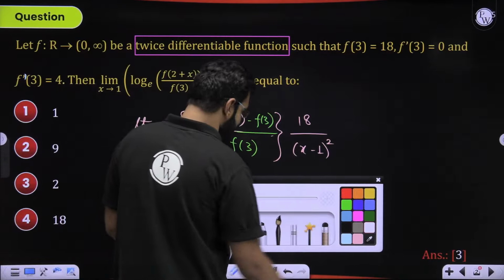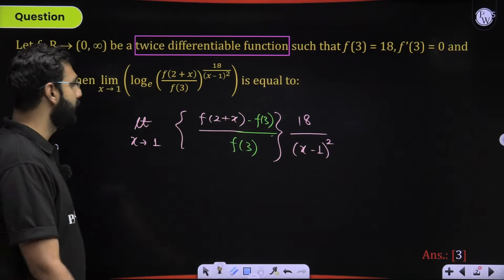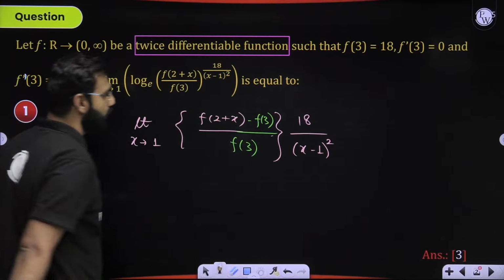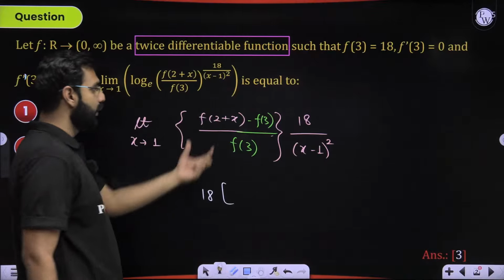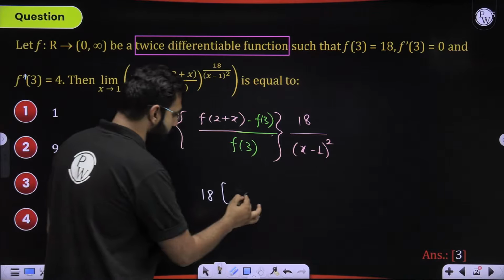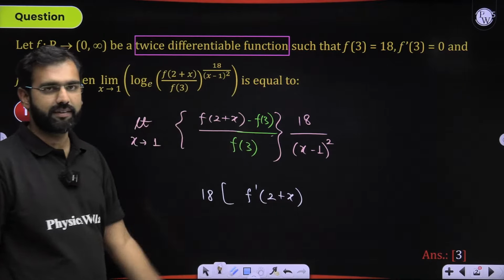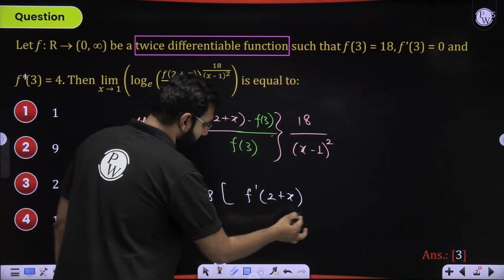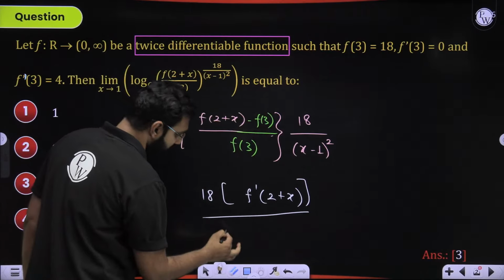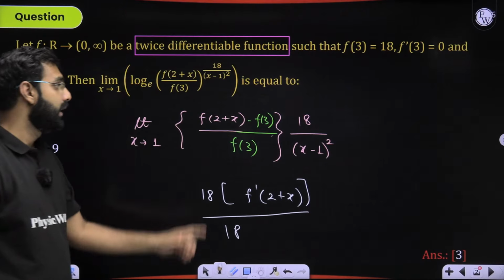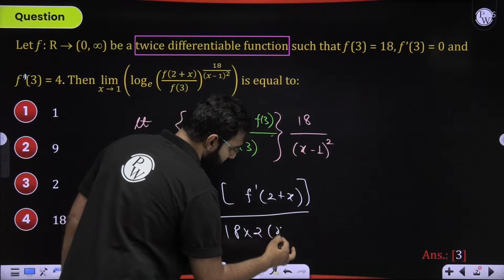So when I move further from here, I hope you can see it very clearly. It is 0 by 0 form. L'Hopital rule will be applied. So differentiating the numerator, what do I get? 18 stays outside as a constant. And there, when you differentiate f of 2 plus x, it is going to be f dash 2 plus x. Minus f of 3 becomes 0. Divided by f of 3, that's a constant, and f of 3 we are given as 18, so we need not bother about that, times x minus 1 whole square. So differentiation of this is going to be 2 times x minus 1.